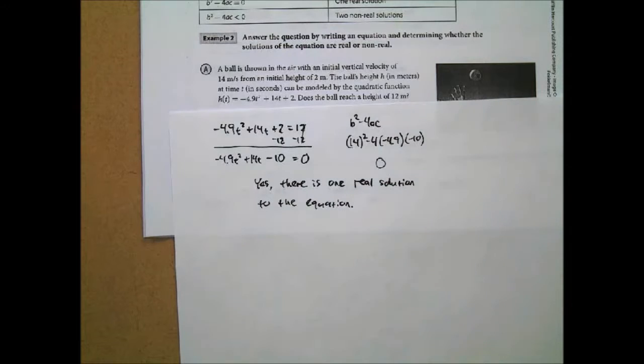So that's an example of how you can use the discriminant to quickly answer a question. That was much quicker than using the quadratic formula, which we're going to do right now.